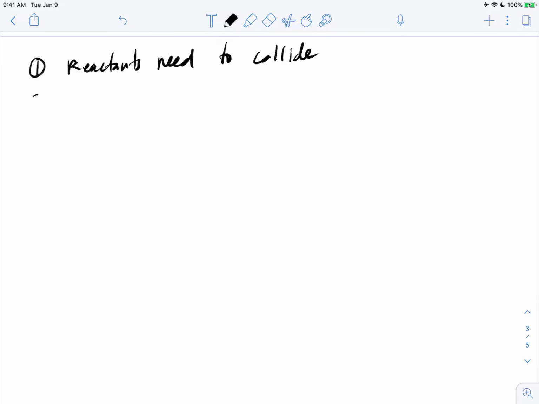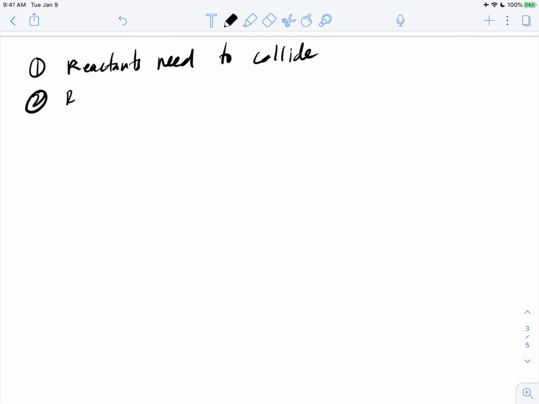So one, reactants have to collide, so higher concentrations can increase this rate of the collisions, lower concentrations can decrease it. So once that happens, when molecules collide, they have to have enough kinetic energy. So you need to have the required.